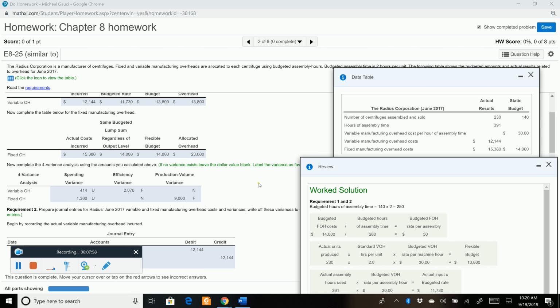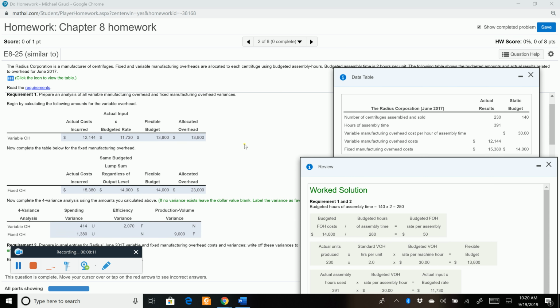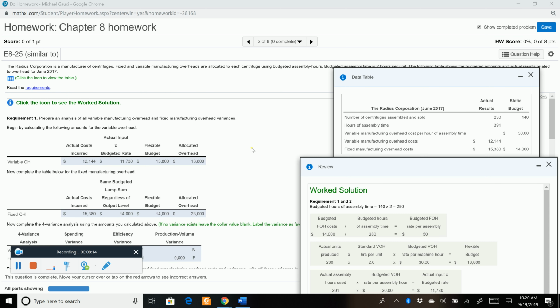Okay, in this next homework problem, we are going to take a look at both the variable overhead variances as well as the fixed overhead variances. And first, let's work through the variable. This is very similar to the first homework problem we looked at already. And so basically what we do, this particular company, they manufacture these units, and they are going to allocate overhead based on assembly time. And the budgeted assembly time here, which is given in the problem, is 2 hours per unit. All right, 2 hours per unit.